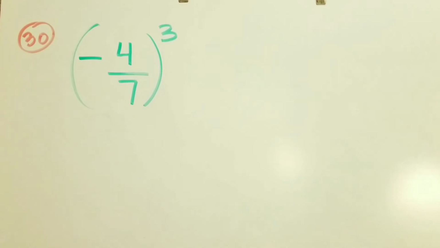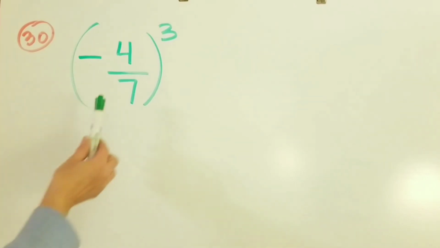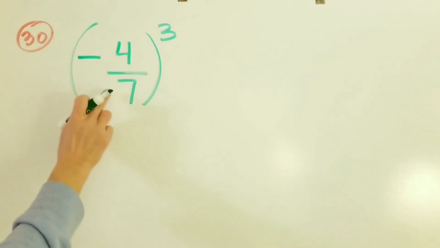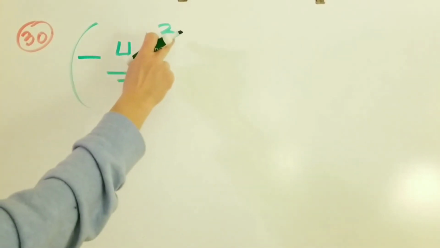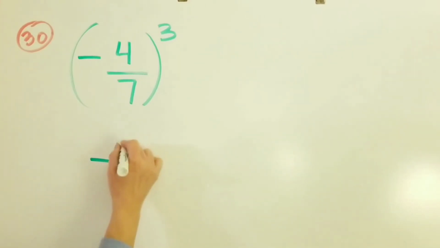Okay, number 30. Again, we're looking at an exponent of 3, and that exponent will tell us how many times we are going to multiply what's in our parentheses. So we are going to multiply -4/7 3 times. So go ahead and write it out.